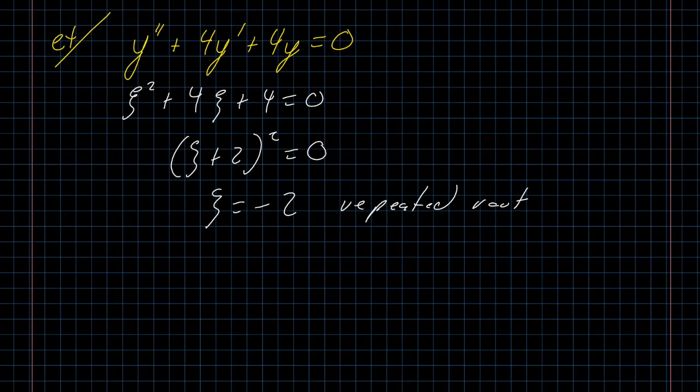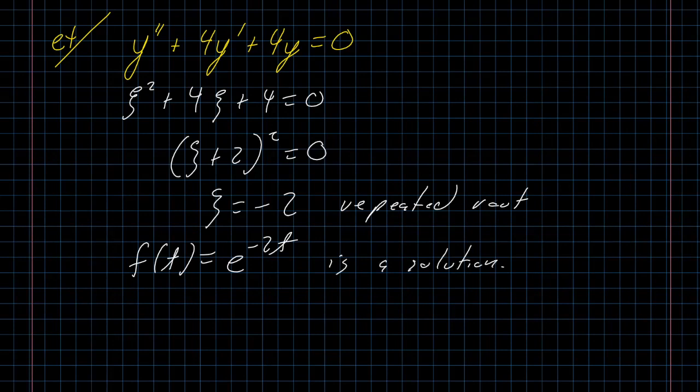And I showed you when we were talking about the method of characteristics how to deal with the situation of a repeated root. And I said that at some point later in the course, I would show you where that extra thing came from. Welcome to some point later in the course. We know that f(t) = e^(-2t) is a solution. We want a second linearly independent solution.